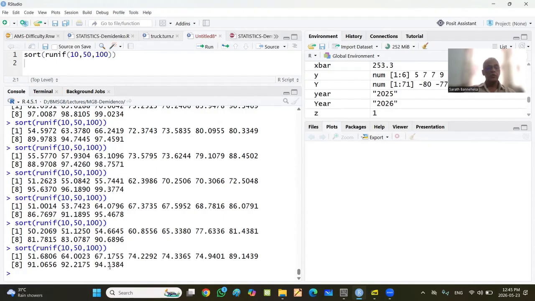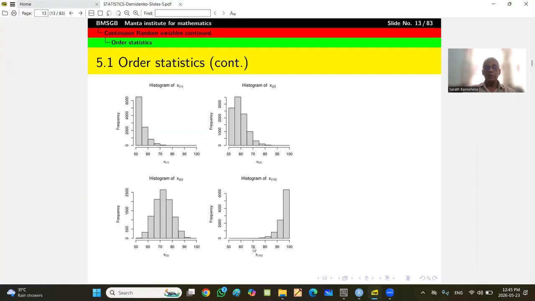Then 90.6, and 94. So you can see that most of the values are close to 100, with a little less frequency for values between 90 and 95, and very rarely numbers less than 90. So that's why we have this shape for the sampling distribution of the maximum of the sample, that is the 10th order statistic.